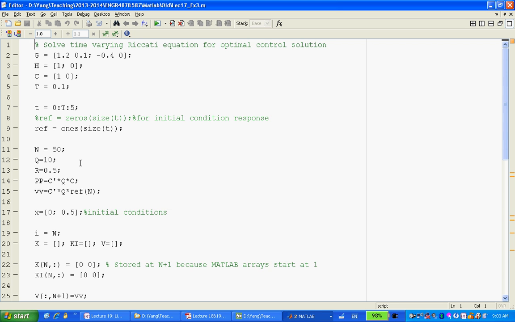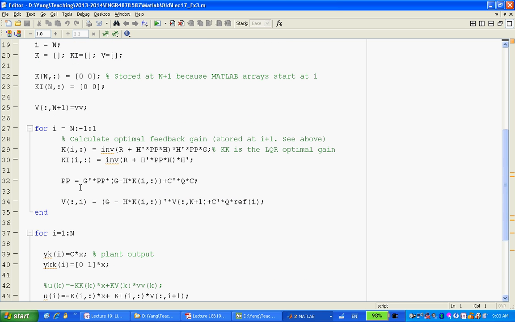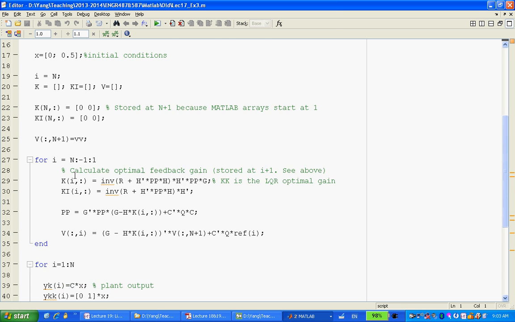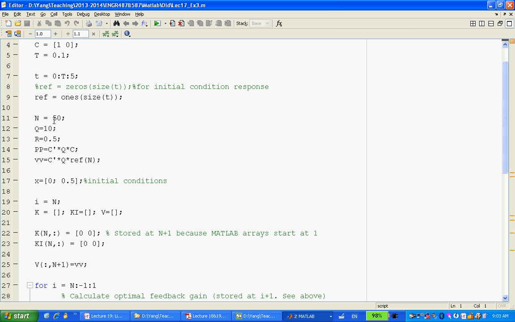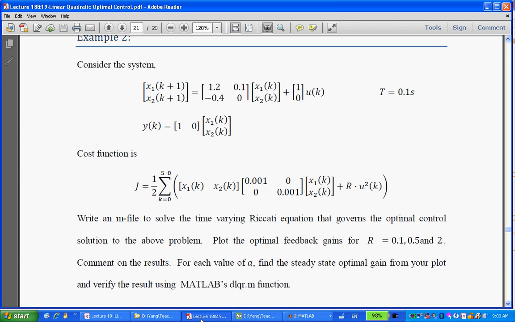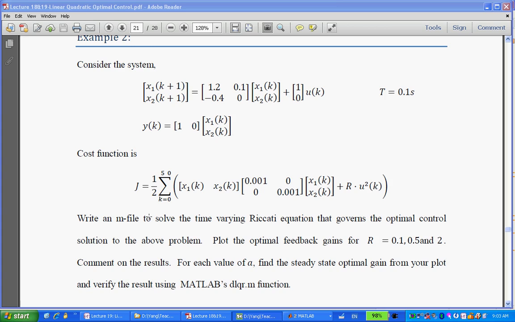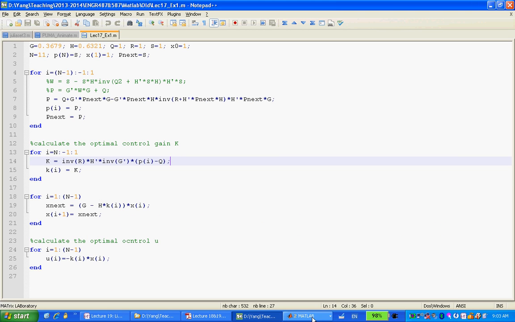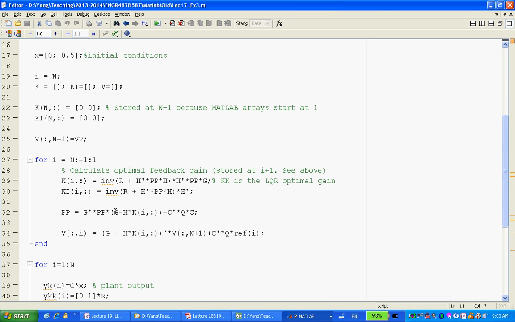So what do we do next? We basically need to offline calculate what the k and the ki is, right? See this portion in here? That's the calculation of n. So I give an n value which is 50. See it, right? In that example here, the n is 50. And we calculate the loop.